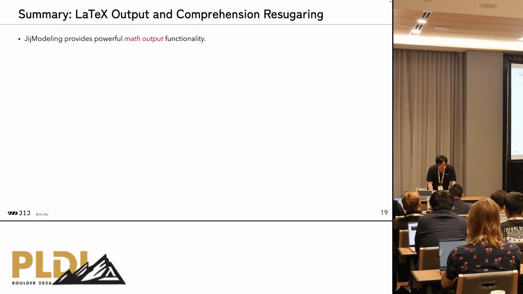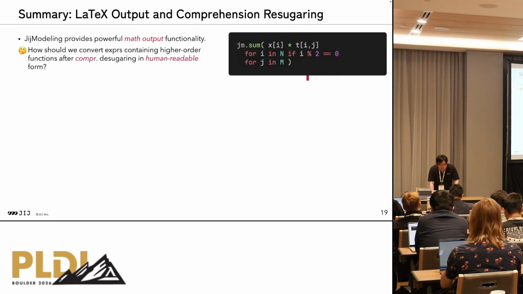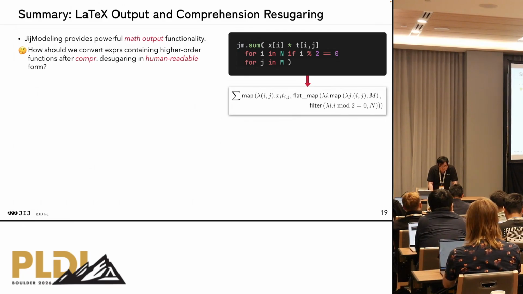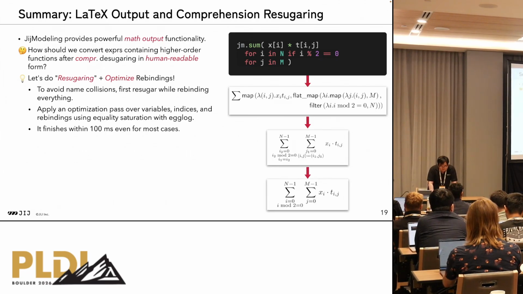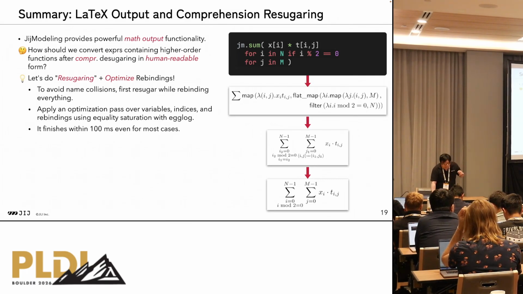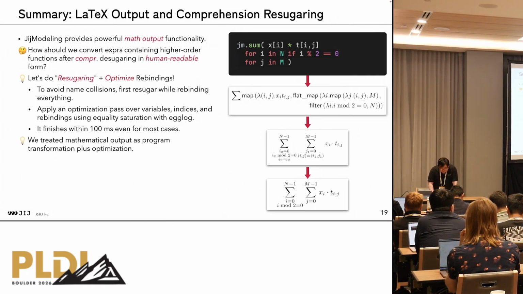Okay, so in summary, JijModeling provides powerful mathematical output, but high-order functions made the direct output less readable after comprehension desugaring. The solution is to pass it through resugaring back into the comprehension syntax while rebinding everything to avoid name collisions. Then we apply an optimization pass to reduce rebindings. And in most cases, this finishes within 100 milliseconds.